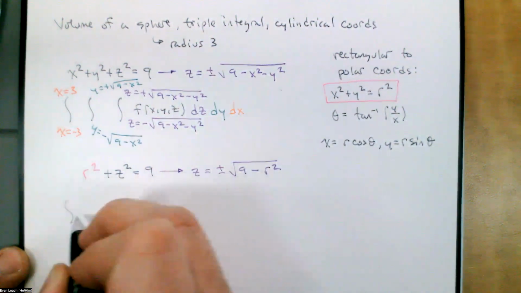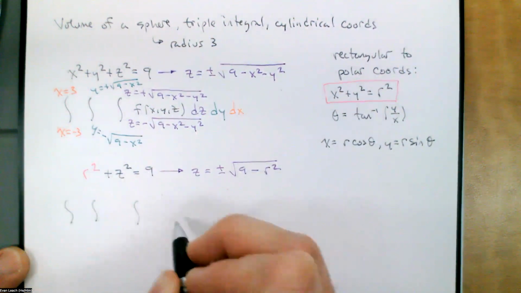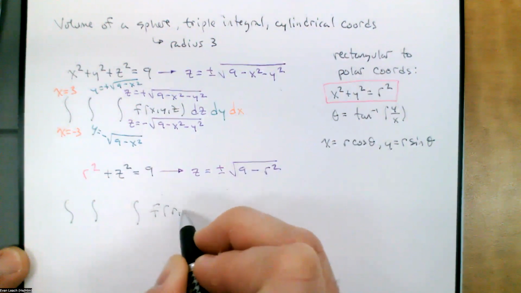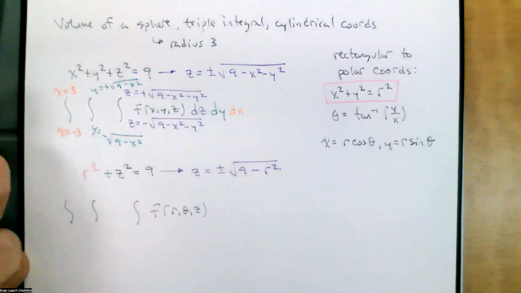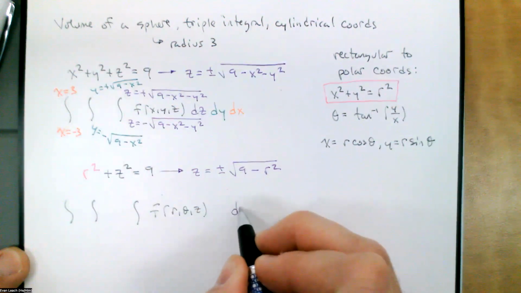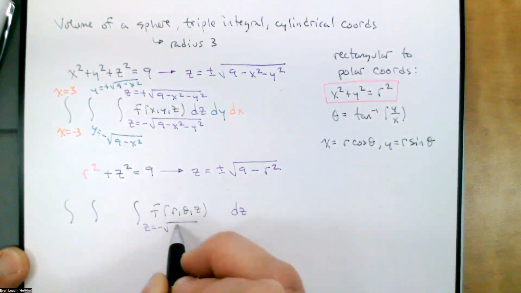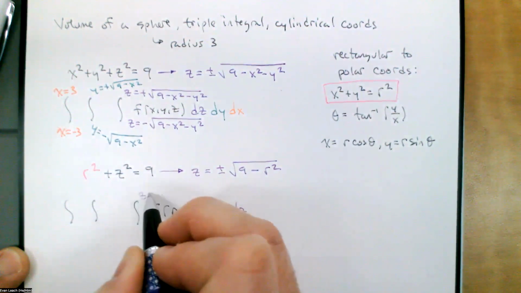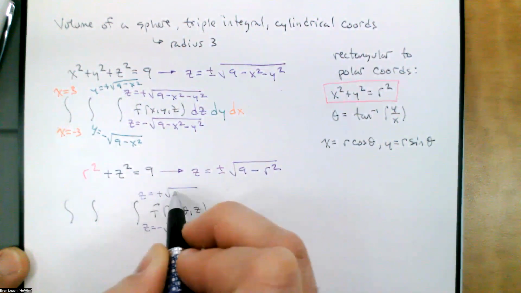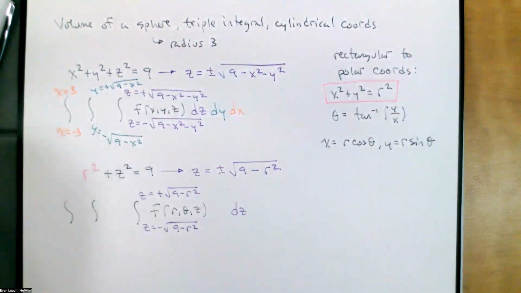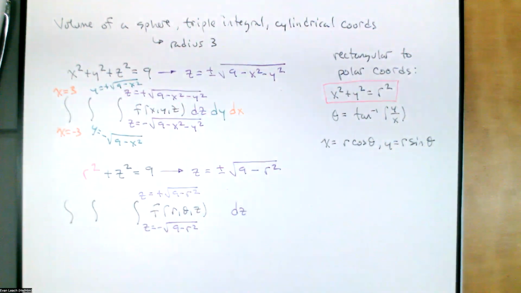So now if we're going to set up a triple integral, I set up dz first. And so z will go from minus the square root of 9 minus r squared to the positive square root of 9 minus r squared. Now, in this case, when we look at the top view, we need the region that we're going to plug into these to get these z values.